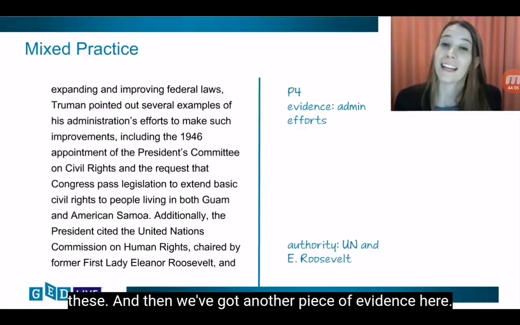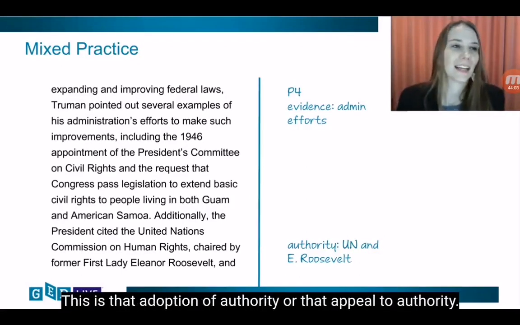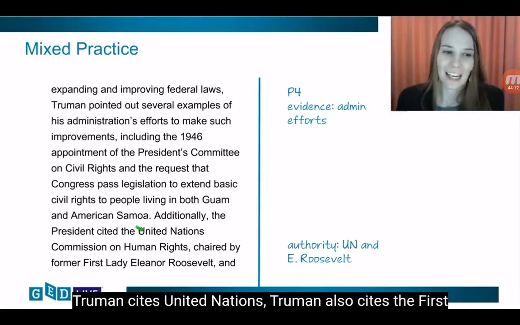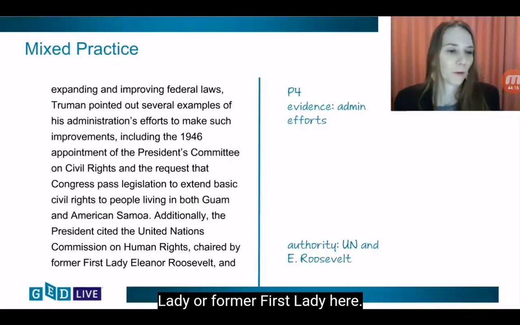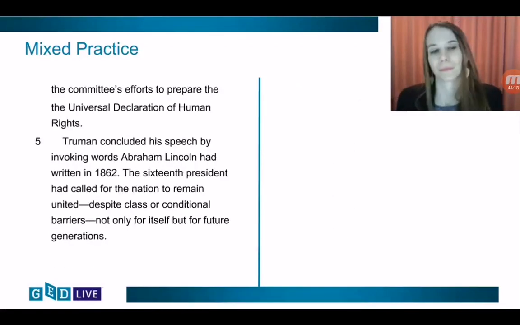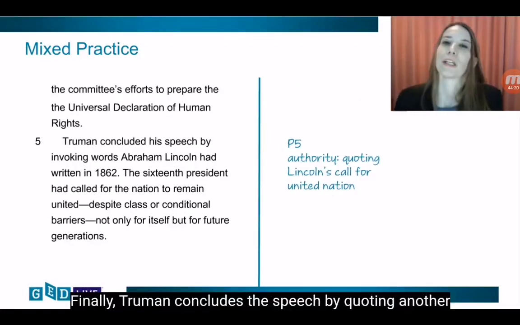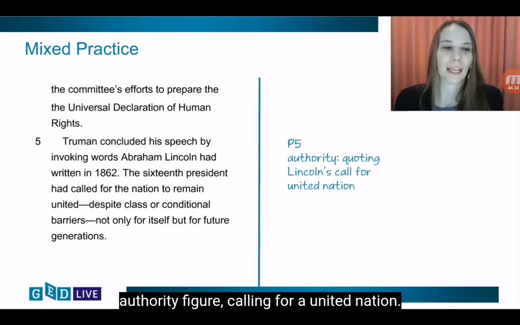And then we've got another piece of evidence here. This is that adoption of authority, or that appeal to authority. Truman cites the United Nations. Truman also cites the First Lady, or former First Lady here. Finally, Truman concludes the speech by quoting another authority figure, calling for a united nation.